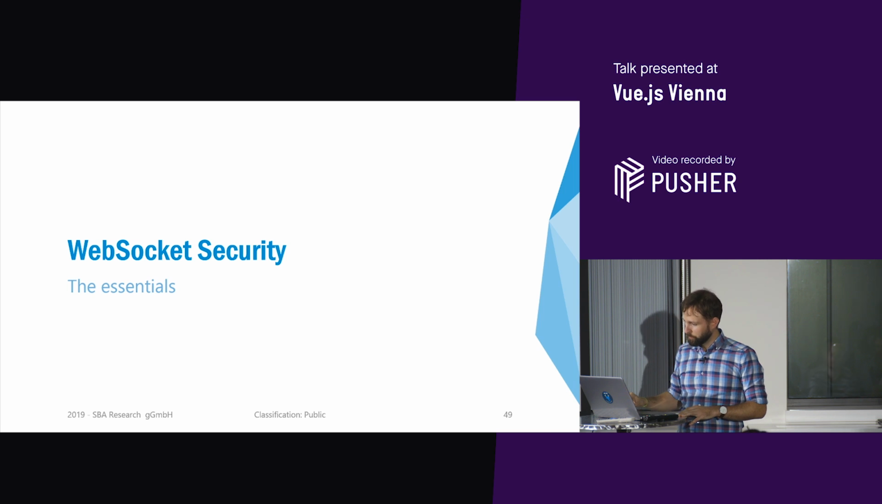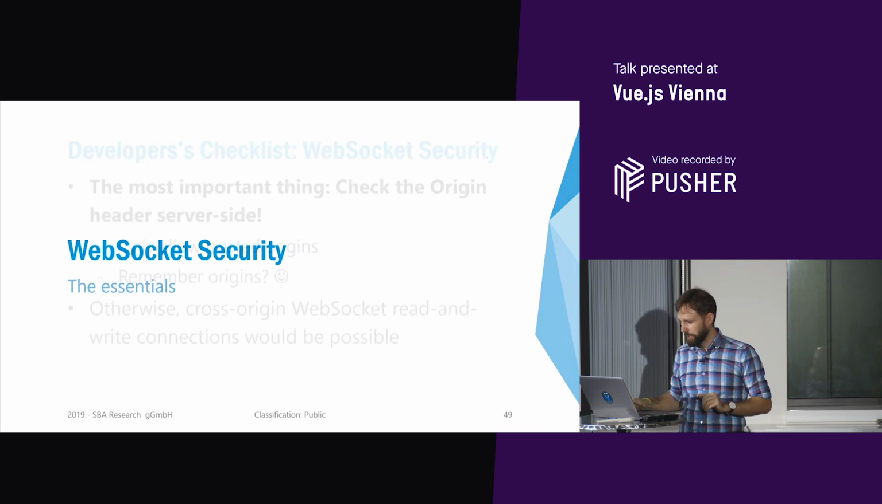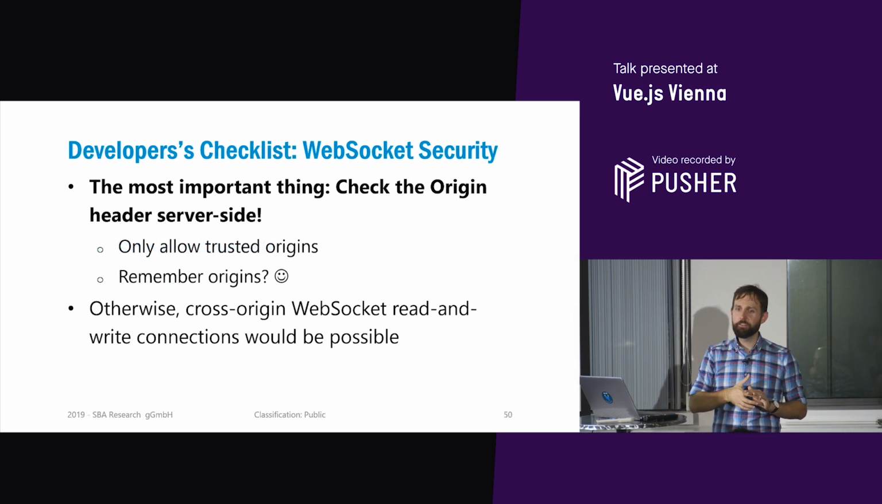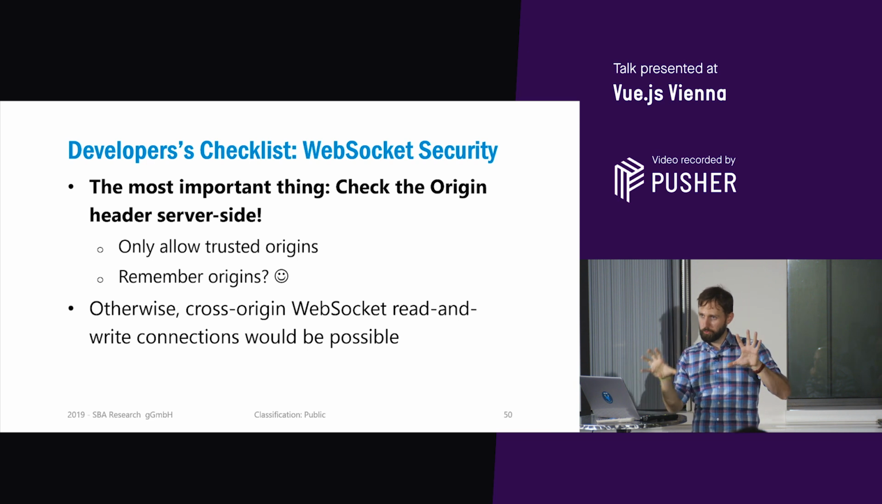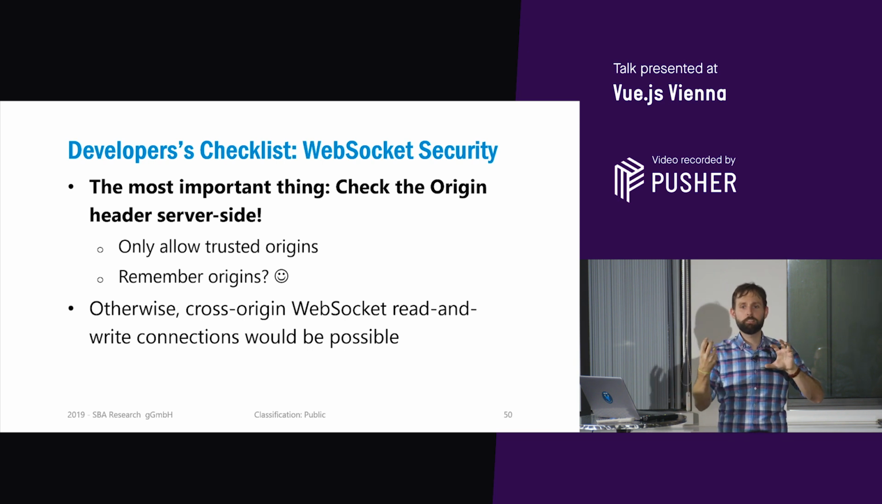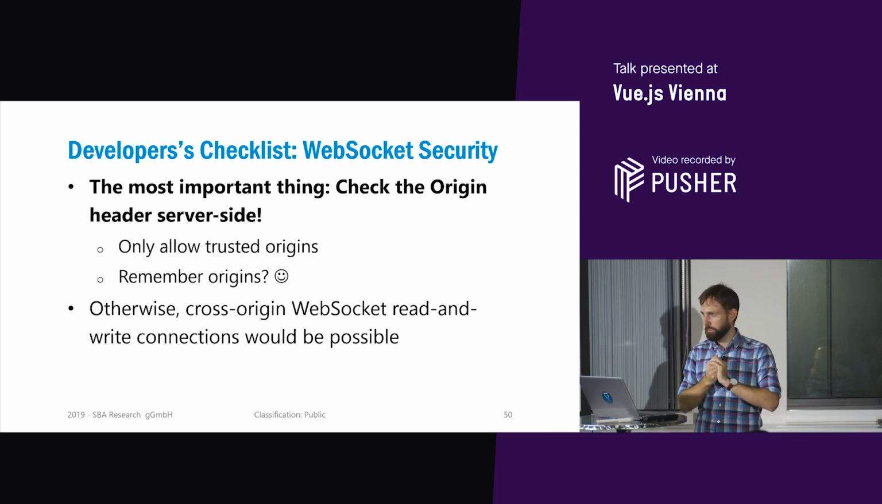Now, just one essential thing, basically WebSocket security, there's one thing that's the most important one, and it is checking the origin header on the server side. So if you do a WebSocket connection to a server, make sure that on the server side you check which origins you trust for WebSocket connections.